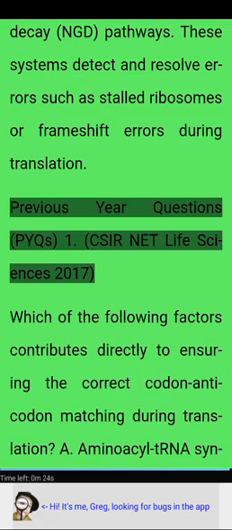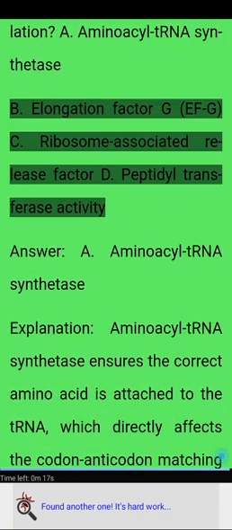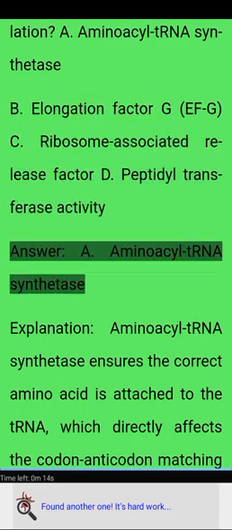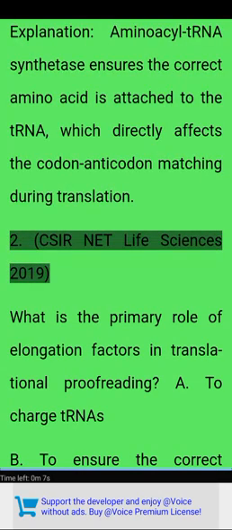Previous year questions. PYQs. 1. CSIR-NET Life Sciences 2017. Which of the following factors contributes directly to ensuring the correct codon-anticodon matching during translation? A. Aminoacyl tRNA synthetase. B. Elongation factor G, EF-G. C. Ribosome associated release factor. D. Peptidyltransferase activity. Answer: A, aminoacyl tRNA synthetase. Explanation: Aminoacyl tRNA synthetase ensures the correct amino acid is attached to the tRNA, which directly affects the codon-anticodon matching during translation.